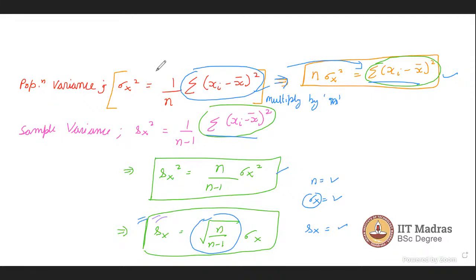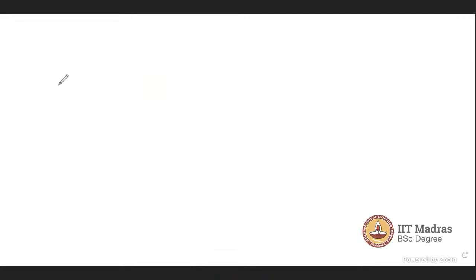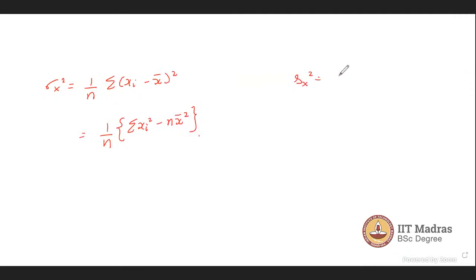Okay, someone's asking. The population standard deviation, population variance formula is this. You want me to do the complete opening or just the final formula? Okay, and for sample we just replace the denominator n by n minus 1. Rest all things remain the same.